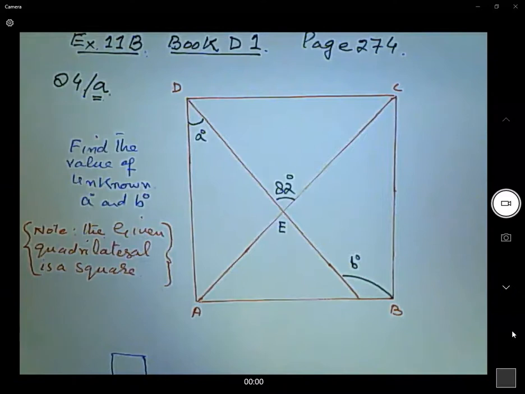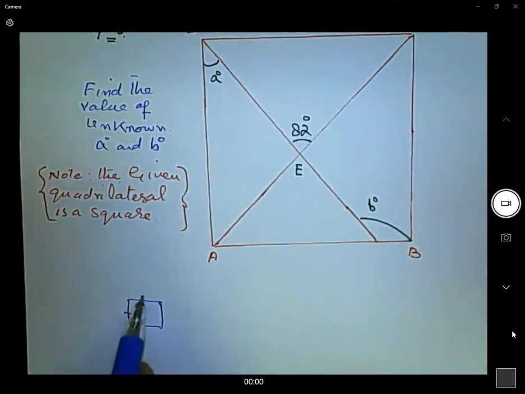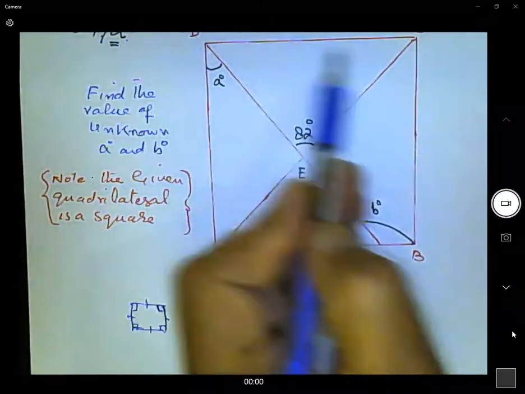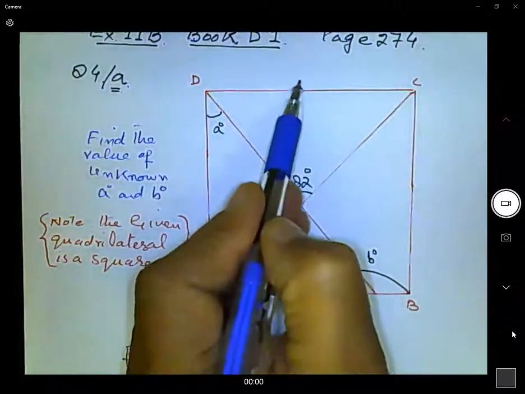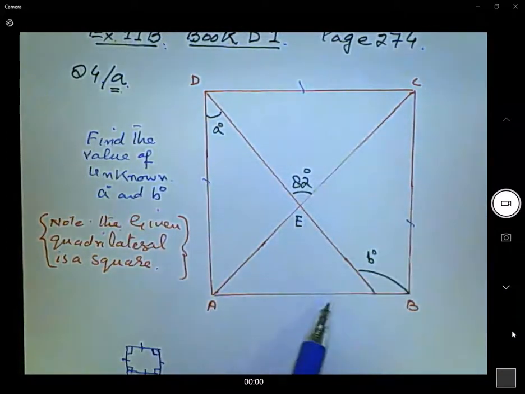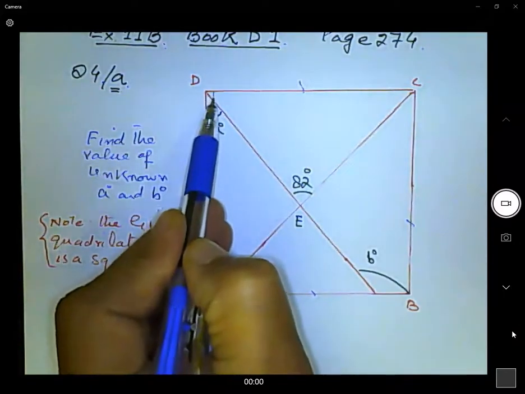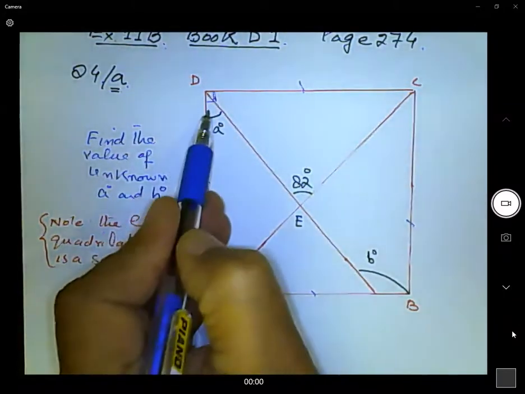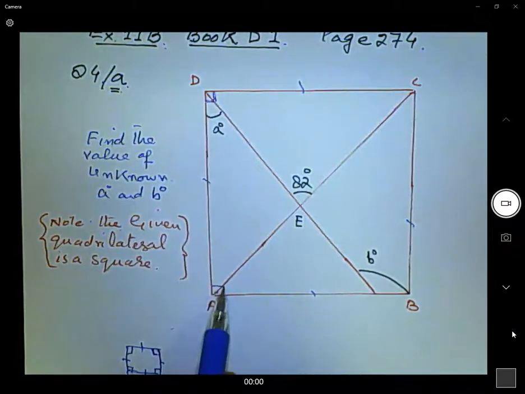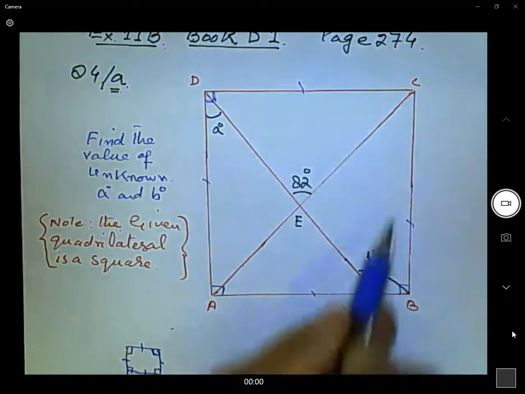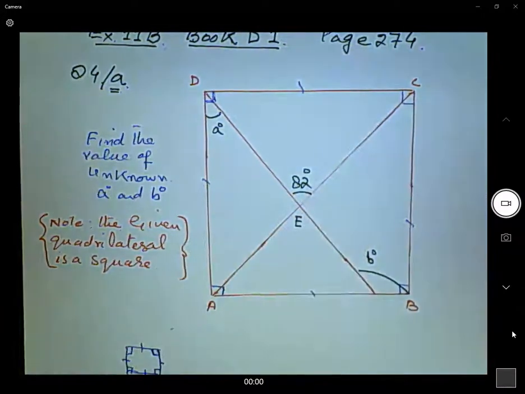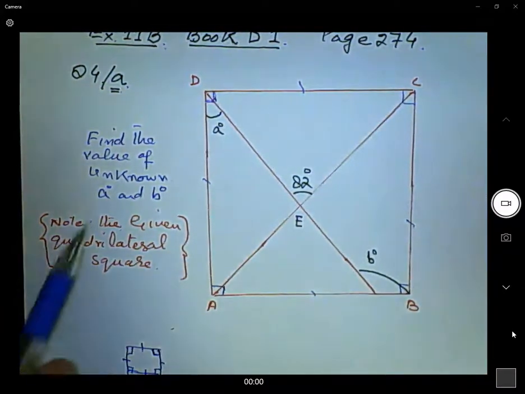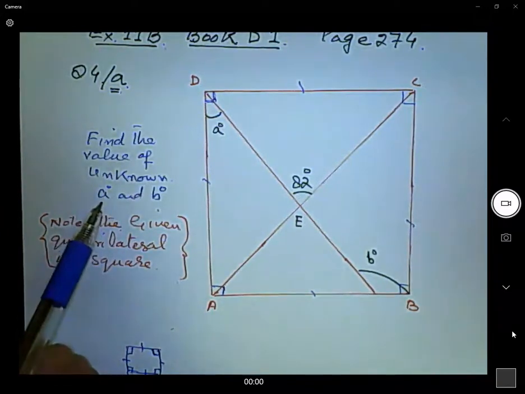According to the definition of a square, all the four sides are equal in length and every angle is 90 degrees. So it's a given square. It means all the four sides are equal. Remember, and these angles, look here, these angles are 90 degrees. These angles are 90 degrees. And we have to find the value of unknown A and B.